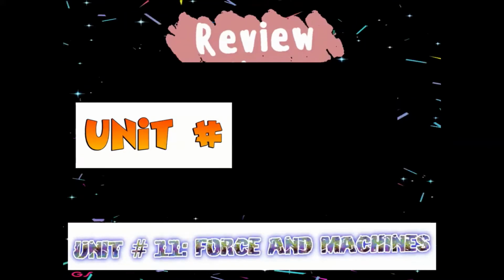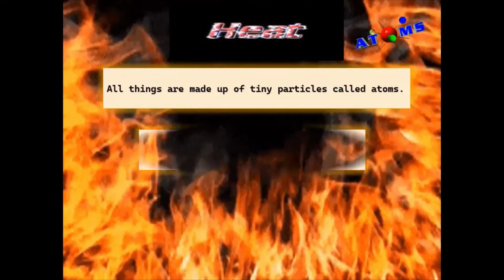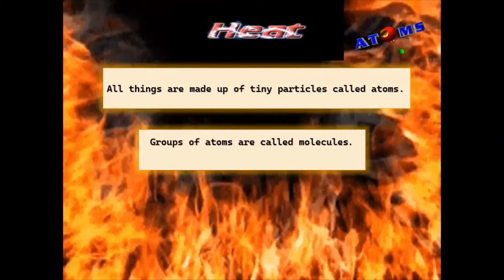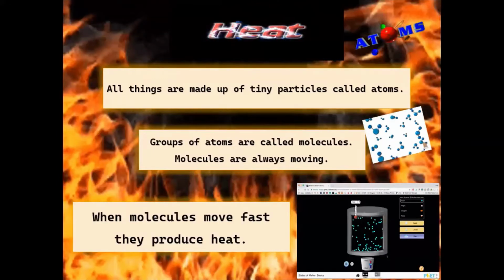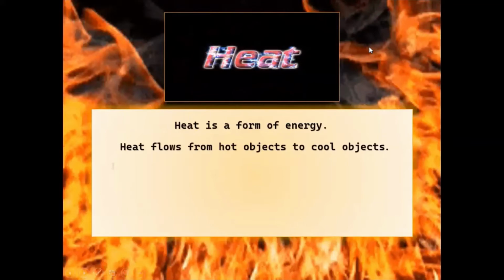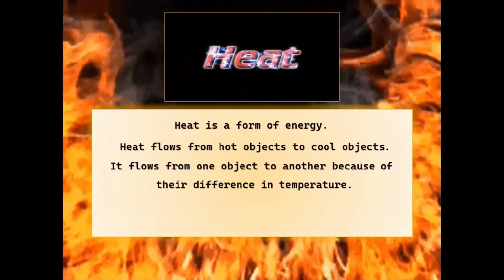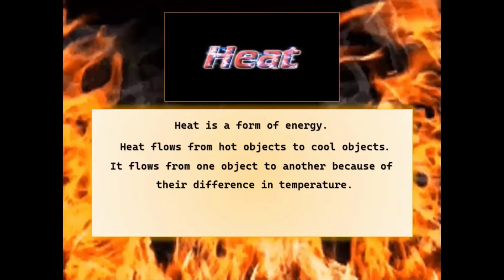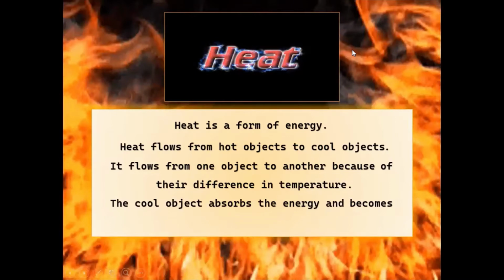Unit number 10 is all about heat. Students, all things are made up of tiny particles called atoms. Groups of atoms are called molecules, and molecules are always moving. When molecules move fast, they produce heat. Actually, heat is nothing but a form of energy. It flows from the hotter object to the cooler object, just because there is a temperature difference between them.